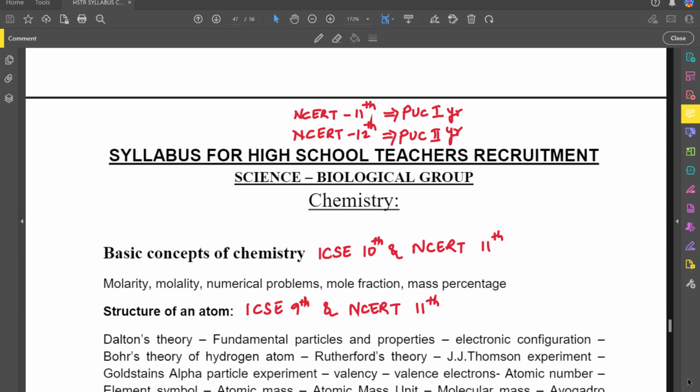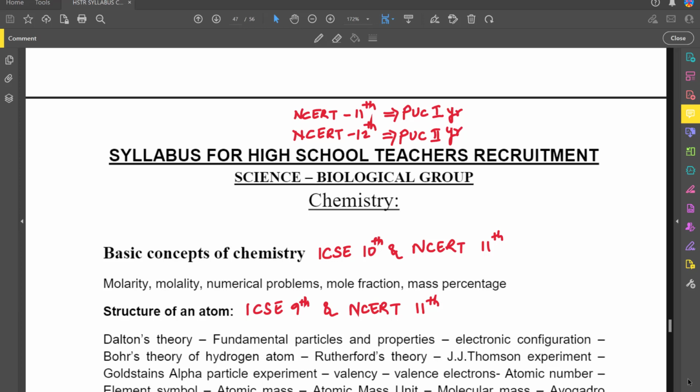This syllabus is huge. It contains some 56 pages with all subjects. So I have directly come to page number 47, which is the syllabus for chemistry. Actually, the syllabus for the biological group is chemistry and biology, right? So I directly came to page number 47 for the chemistry syllabus.